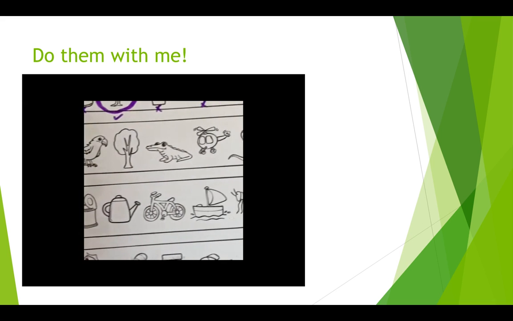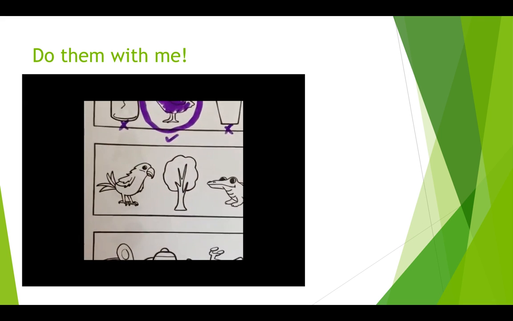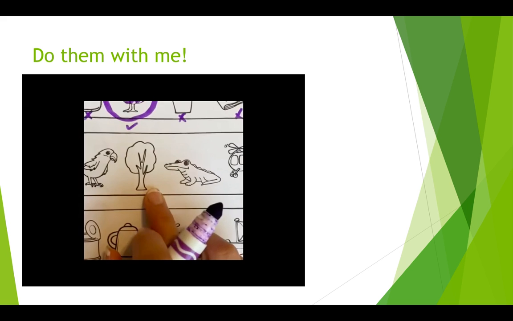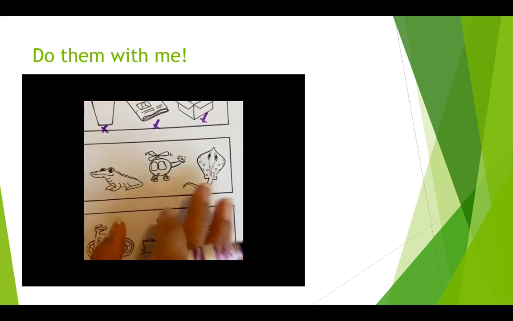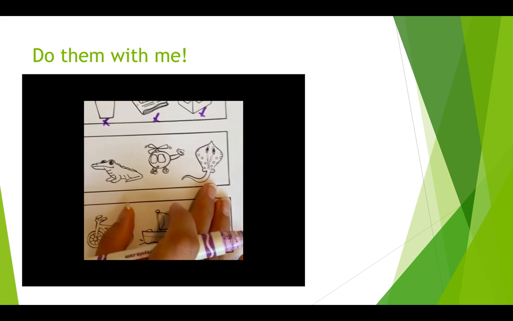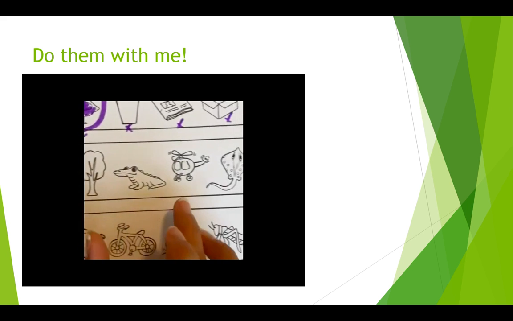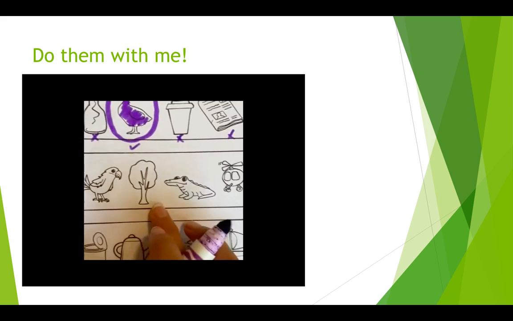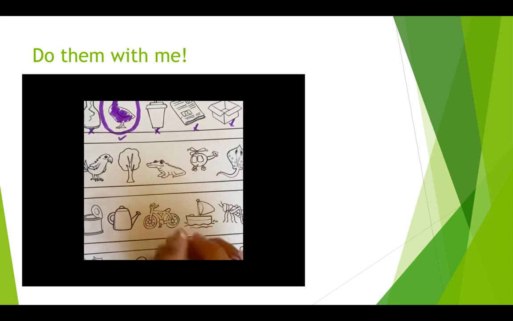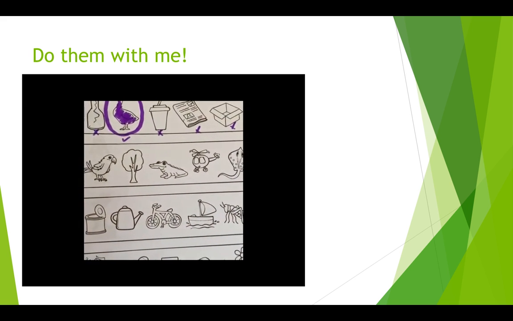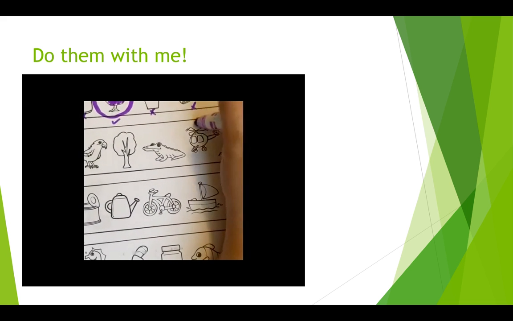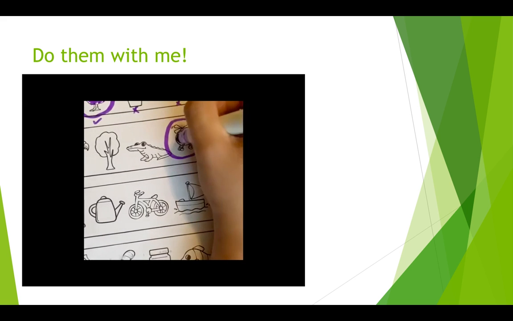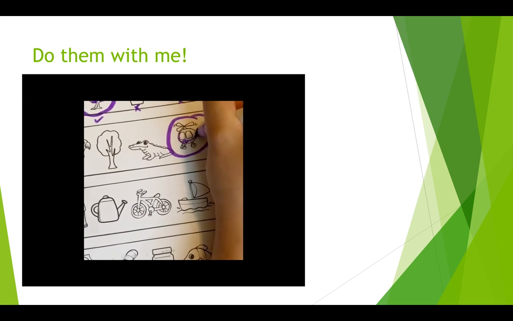Now let's look at the second row. We have a bird, a tree, an alligator, a helicopter, and a stingray. So, which one does not belong in this group? That is right, the helicopter. So we're going to circle our helicopter. And why do you think our helicopter does not belong?